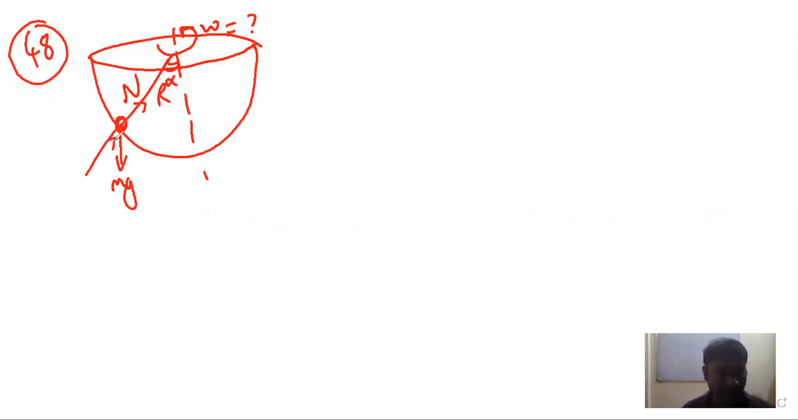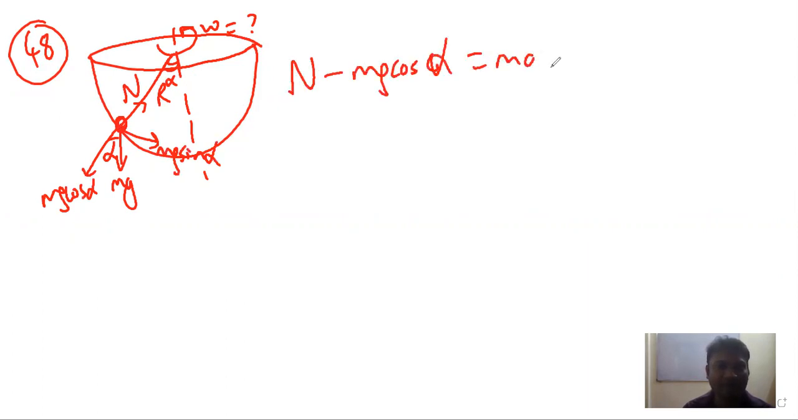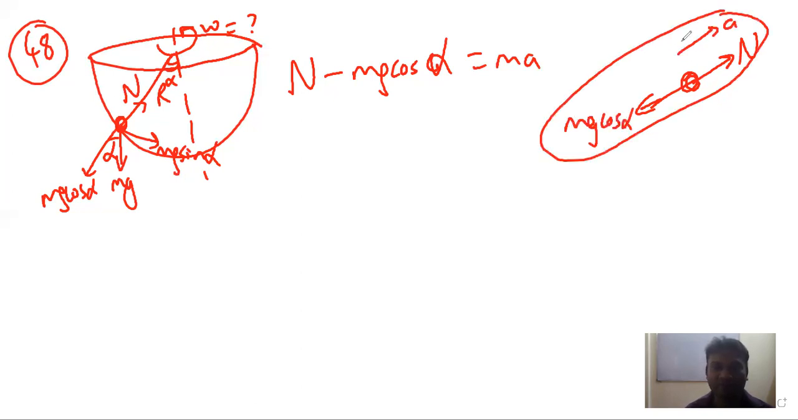So if this angle is alpha, this angle will be alpha. So this will be mg cos alpha. This will be mg sin alpha. So normal reaction minus mg cos alpha will be equal to mass into acceleration. Why? Because we have normal reaction N, because we have mg cos alpha, and we have acceleration a. So this equation, big force minus small force, is mass into centripetal acceleration. So we have to find the value of omega in this case.